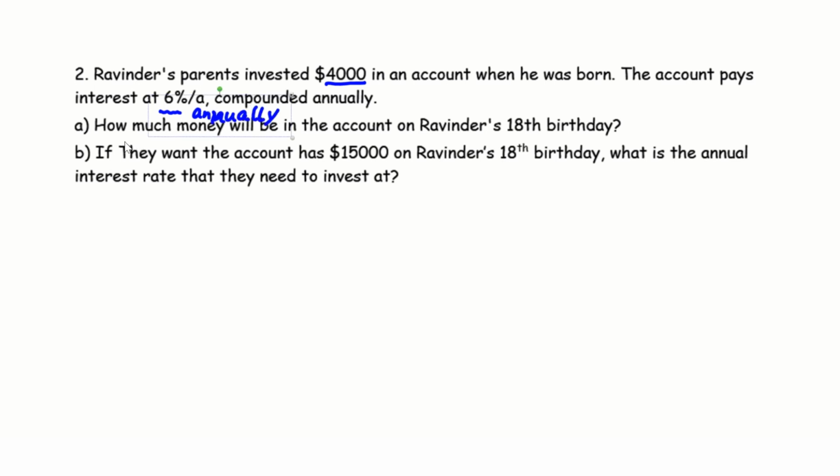Compounded annually. So how much money will be in the account on Rwanda's 18th birthday? So question A, we are going to start with a general formula, A times B to the exponent x. And this one we know it is increasing, so the base B is 1 plus the growth rate R, that is your percentage, 1 plus 6%.